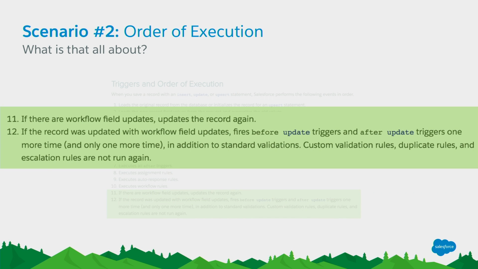And what they say is that if there are workflow field updates, we update the record again. And if the record was updated with workflow rule field updates, we fire before update triggers and after update triggers 1 more time, and only 1 more time, in addition to standard validations. So this is why we're not getting an error message like in our previous scenario, because workflow rules will re-trigger your triggers, but only 1 time. But this is also why we are incrementing the value by 2 instead of 1, because our trigger, which is incrementing the number of updates, is being executed 2 times. So this seems to be a side effect of our declarative functionalities, which are workflow rules.